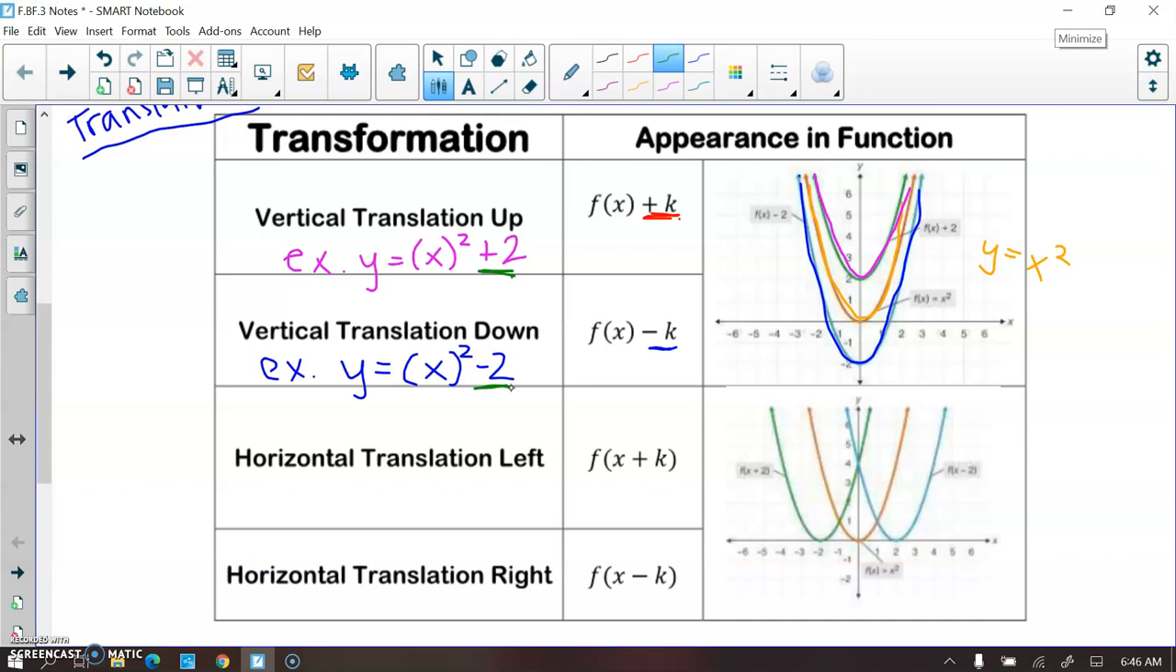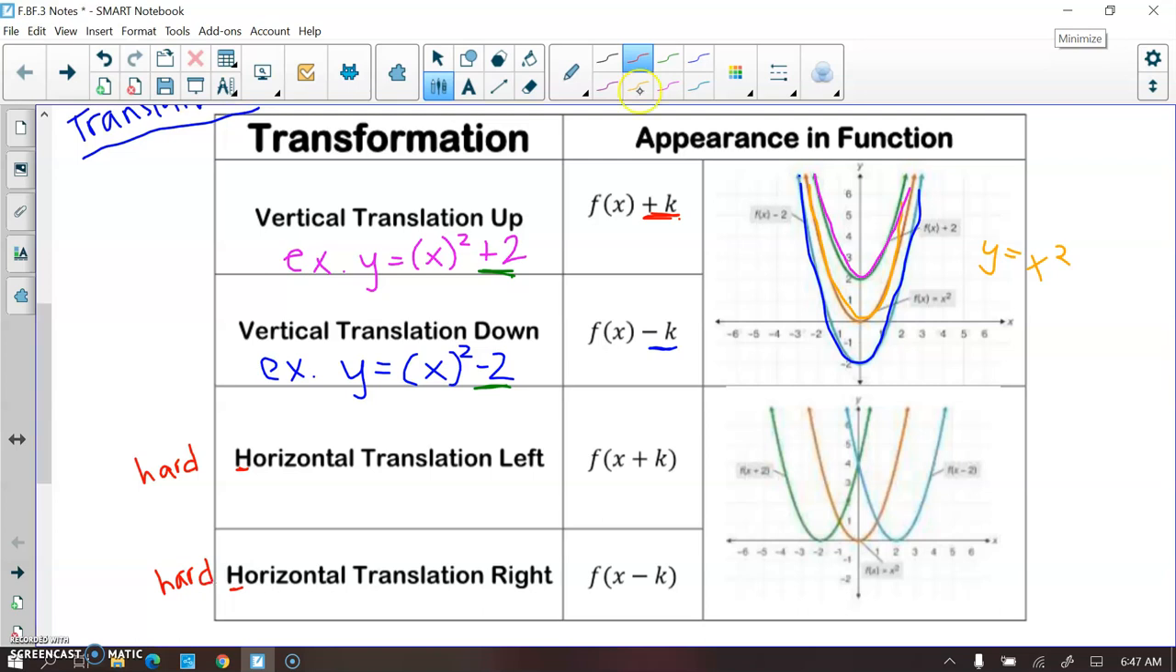Now horizontal translations are the hard ones to remember. Horizontal starts with the letter H, and so does the word hard. So remember that horizontal ones are tricky. They are hard. They are difficult to remember.